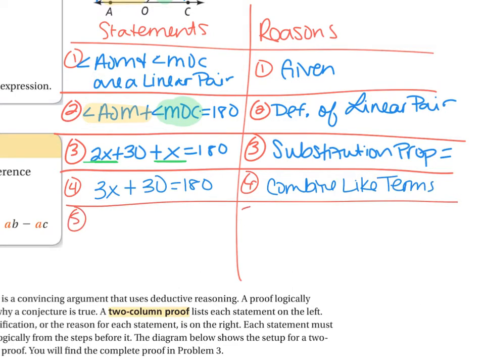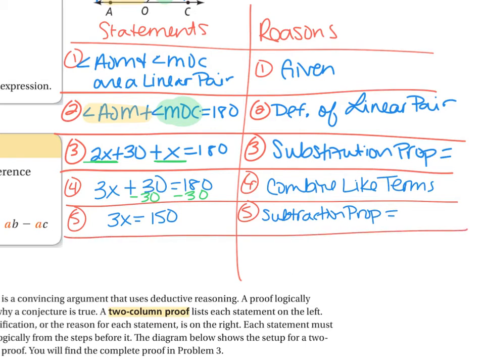We're getting really close to being done. So then, if you were going to solve that equation, what would you do? Well, you would subtract 30 from both sides, right? So that would be 3x equals 150. What did I just do? I subtracted 30. So that would be the subtraction property of equality.